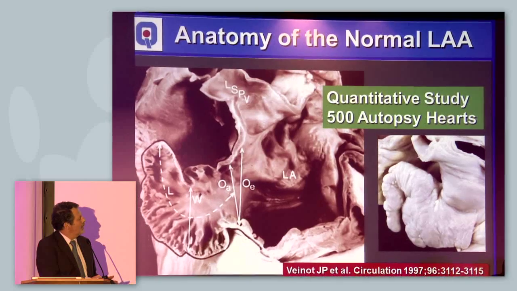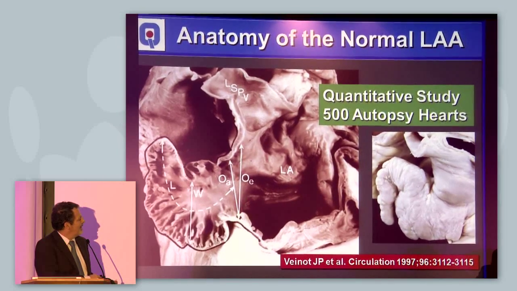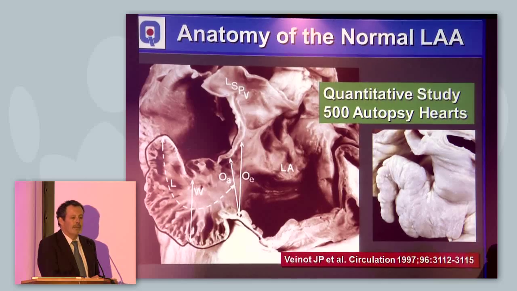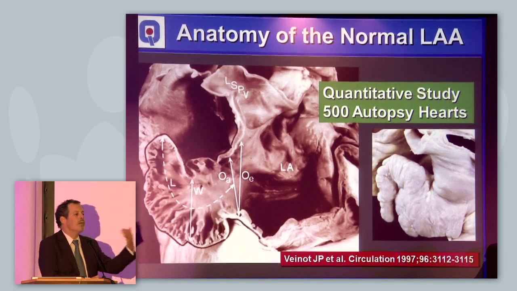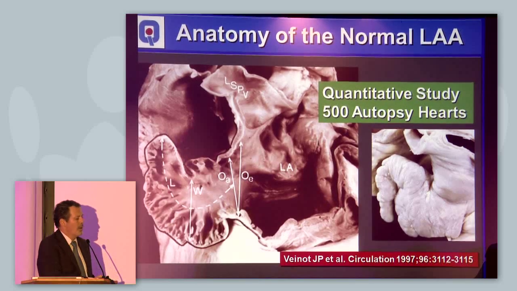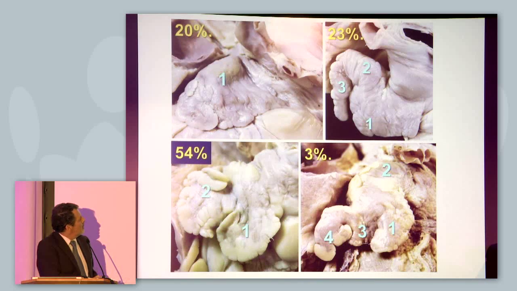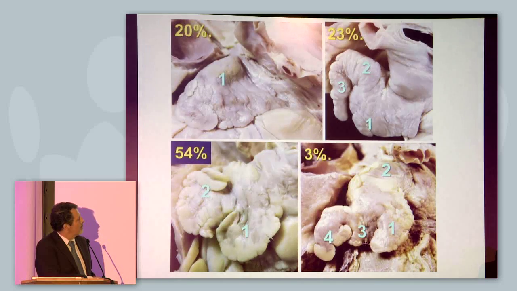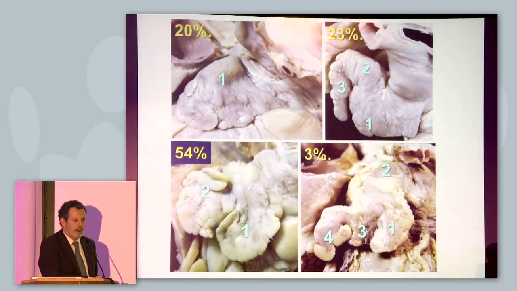In this quantitative study, they also analyzed the orifice of the left atrial appendage, and they described that the orifice increased with age, and also showed that in some patients with atrial fibrillation, the orifice can be larger. Here you see the lobes in the left atrial appendage: 1, 2, 3. Most left atrial appendages have 2 lobes, 54%, and 3 lobes in 23% of hearts.